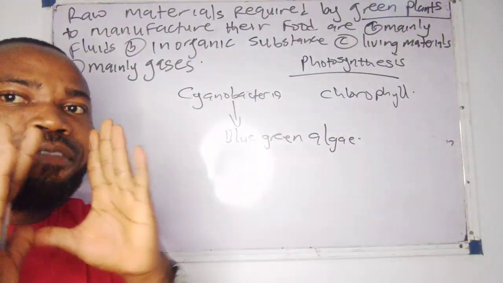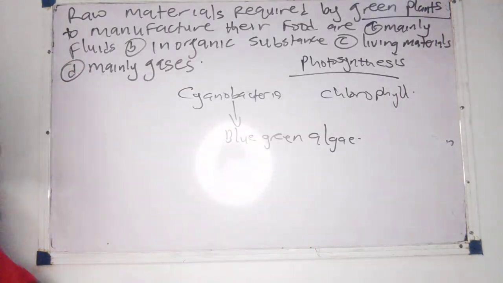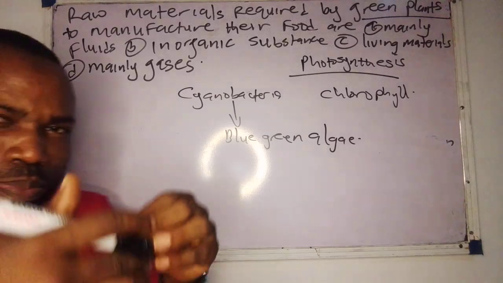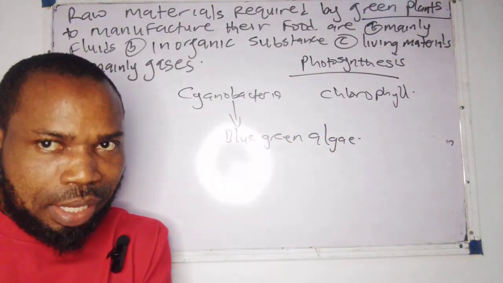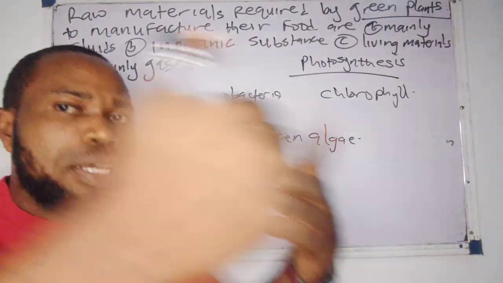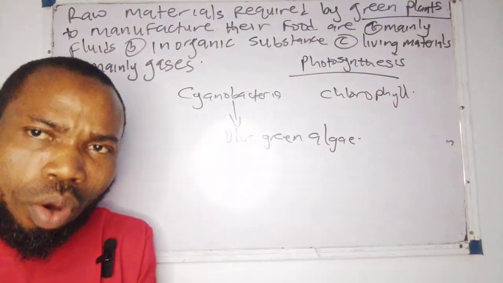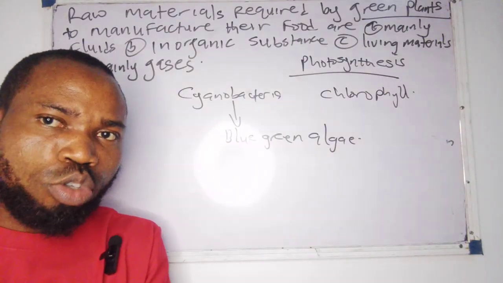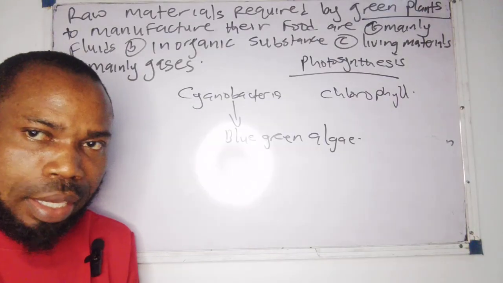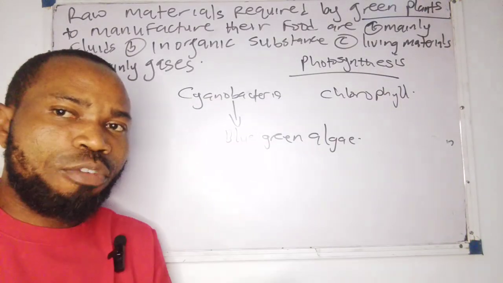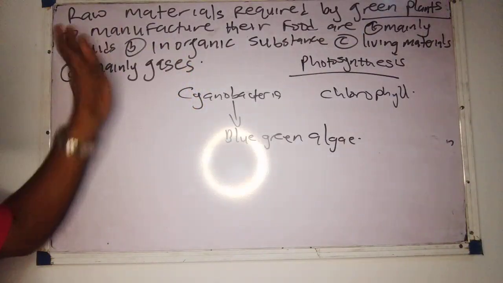Basically, let me give a good breakdown of how photosynthesis works. Photosynthesis requires green plants using inorganic substance to manufacture organic substance. Easy. You have gotten your answer already. Carbon dioxide is inorganic, water is inorganic, to manufacture carbohydrate, which is organic. Now we are seeing our answer.